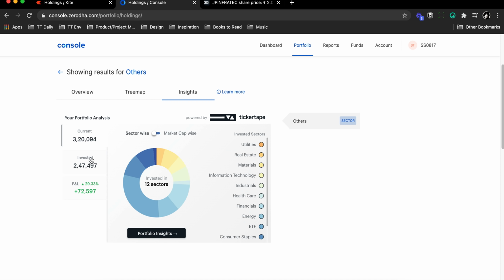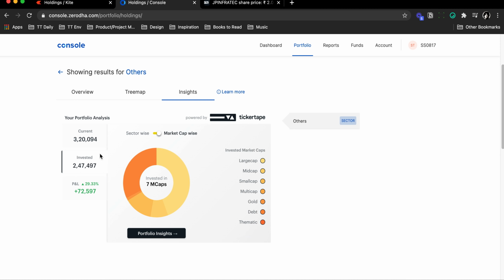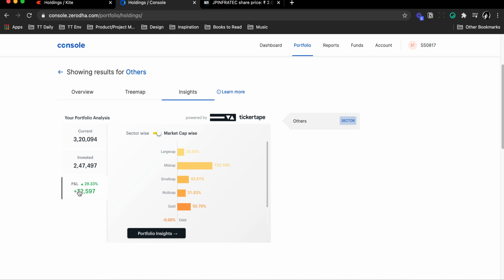The second is it gives you the same view but from an invested amount perspective. So how much have you invested? This gives you the same breakup that I showed you in the previous section, which is the sector wise breakup, and even the invested amount, you can look at it from a market cap perspective, right? And lastly, it gives you a P&L statement, a profit and loss, which again tells you either on a sector basis or on a market cap basis what are the different sectors you've invested in and what kind of profit or loss percentage you are looking at for the particular holding period, right?